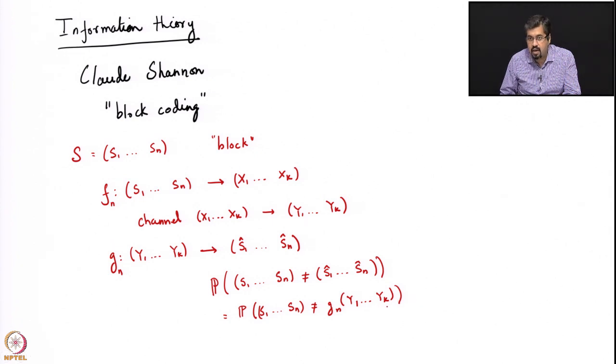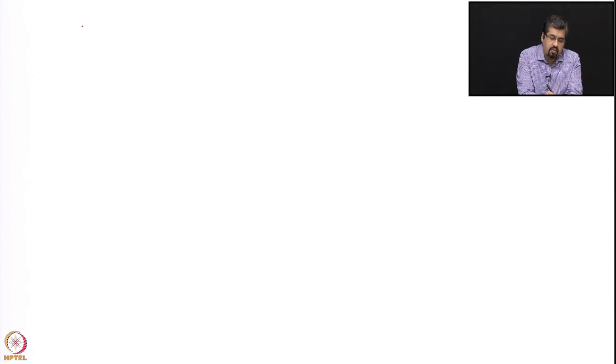But y1 to yk is produced from the channel. Now, what is y1 to yk? y1 to yk, remember, is produced by the channel. So, let us introduce a notation for the channel. We'll denote that the channel produces an output y1 to yk when it's provided an input x1 to xk with a probability that is denoted by this expression here.